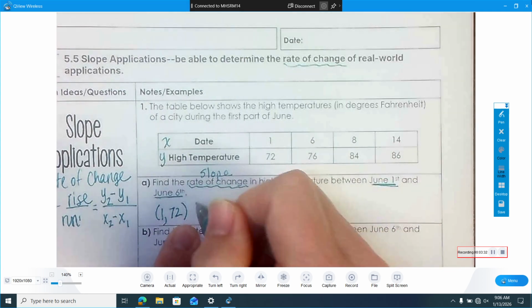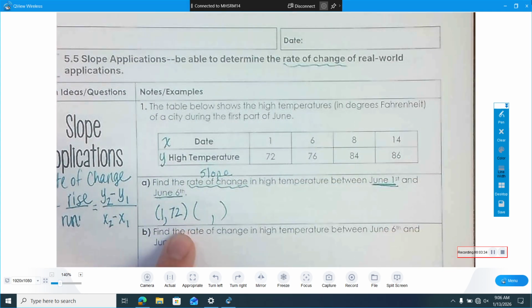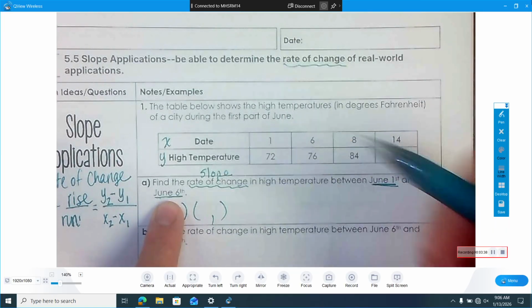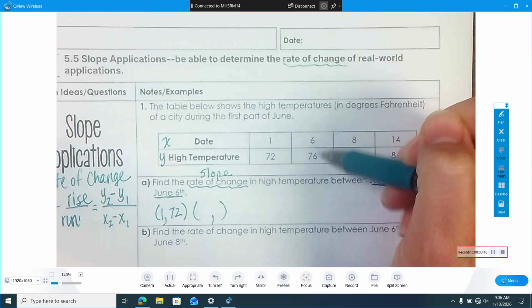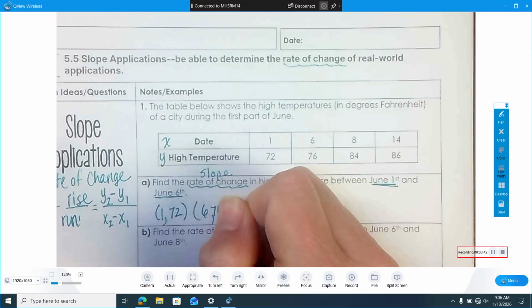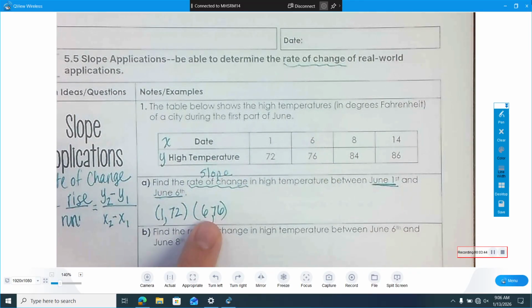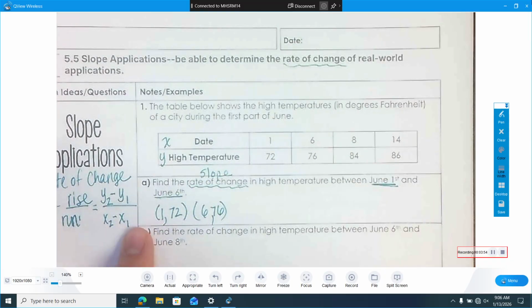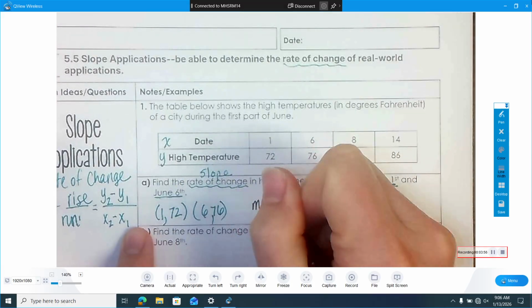And what's my second ordered pair I'm going to use? From June 6th, what's the ordered pair I should do? Yeah, right there. June 6th had a high of 76. So we went 6, 76. So we have two ordered pairs, and if I have two ordered pairs, I am just going to go ahead and find the slope just like we did yesterday. So really, we are just practicing a little bit more.